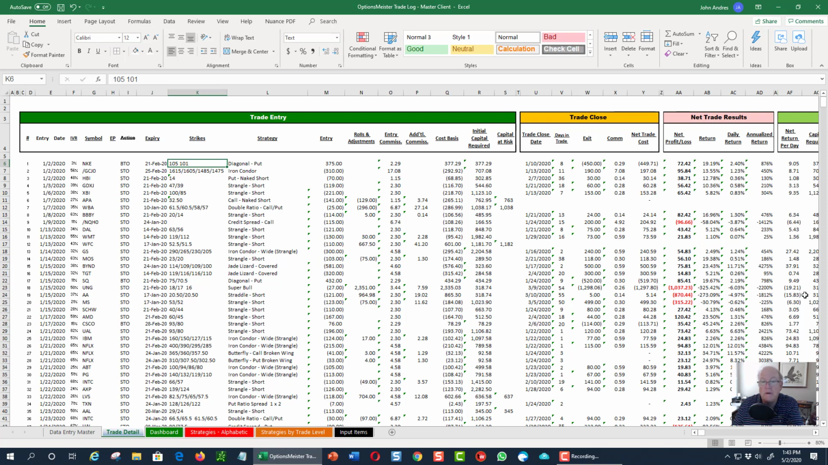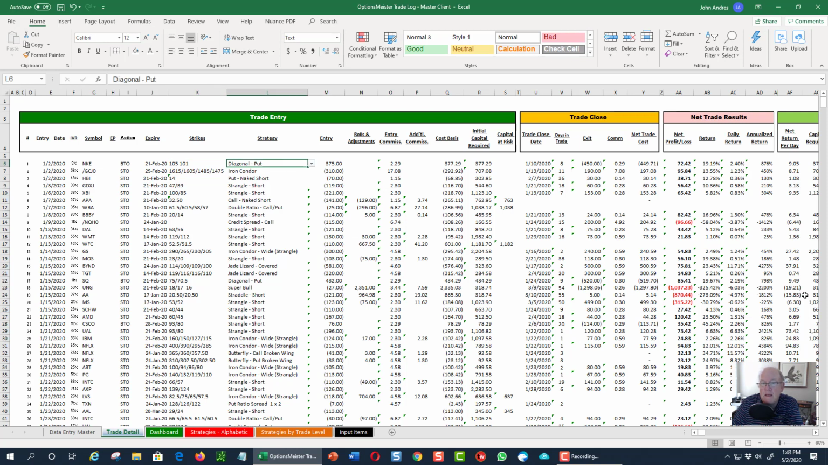My first trade of the year, which is unusual, was a long premium trade, a buy to open, and it was a diagonal put. So I put the strikes in here, 105, 101. And you can see the iron condor right below here is a 116, 1615, 1605, 1485, 1475. Kind of self-explanatory. That's an iron condor.